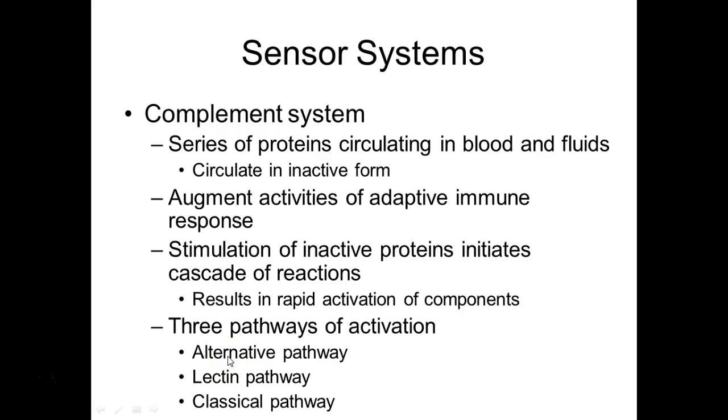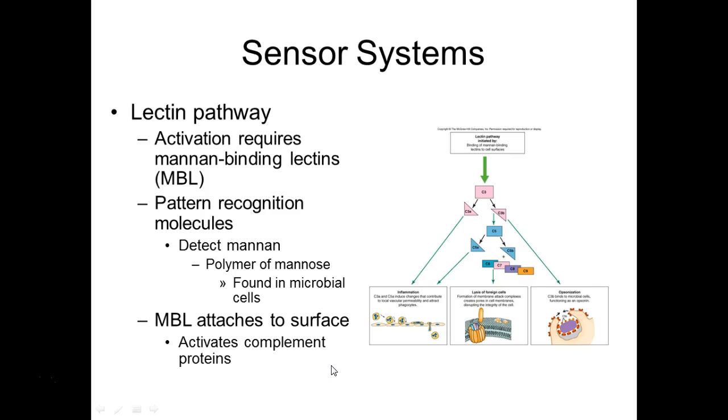So alternative, although as I said we found out about it after classical, is probably what happens most often. Lectin is a little bit more specialized, and that one is initiated by mannan-binding lectins. These are special proteins. Again, pattern recognition. Mannan is a polymer of lots of mannose sugars hooked together. These are found in microbial cells, not in our cells. So we have specific proteins that can detect the presence of them and activate this system.